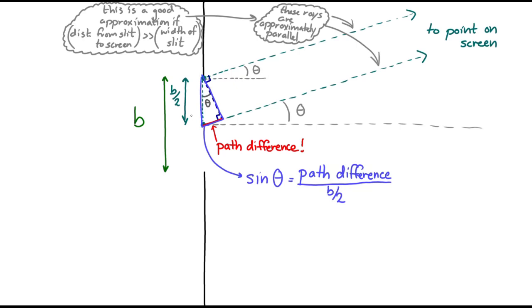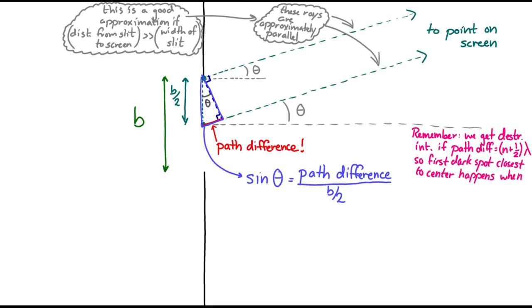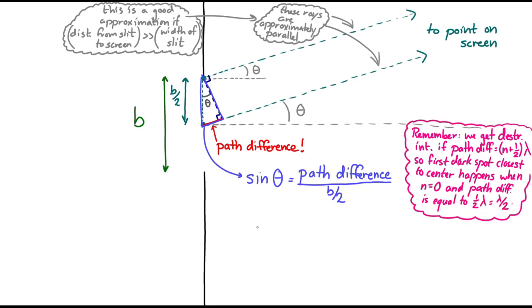Now remember, we will get destructive interference on the screen if the path difference is equal to n plus 1/2 times lambda. So the first dark spot, the closest dark spot to the central maximum, will happen when n equals 0. Or in other words, when the path difference is equal to lambda over 2. So sine of theta is equal to lambda over 2 divided by b over 2. That reduces to the sine of theta is equal to lambda over b. You can rearrange that: lambda is equal to b sine theta.